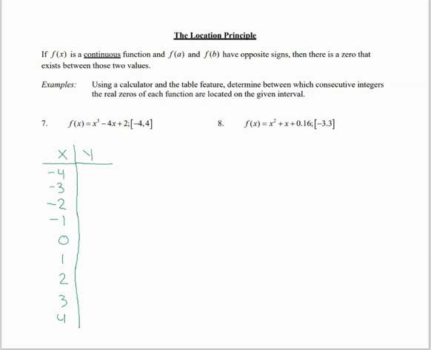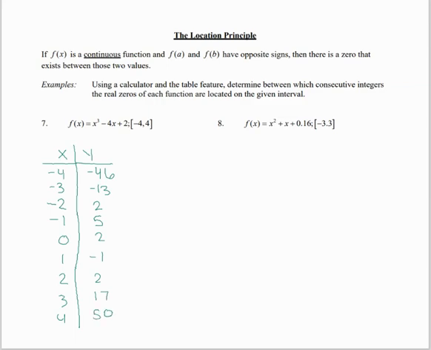If you have your graphing calculator, like I said, you can just pull up the table feature, which makes it a whole lot easier. When I do that, at -4, we have -46. At -3, we have -13. At -2, we have 2. At -1, we have 5. At 0, we have 2. At 1, we have -1. At 2, we have 2. At 3, we have 17. And at 4, we have 50.